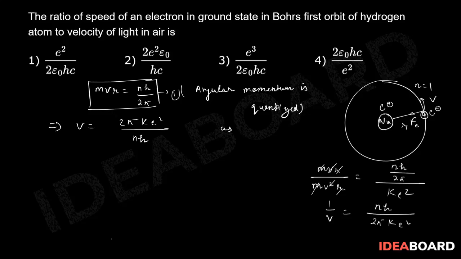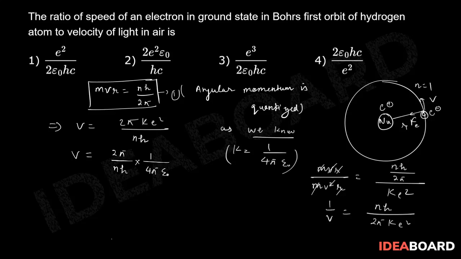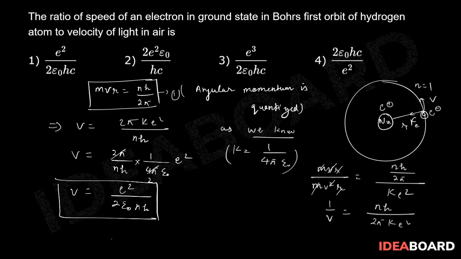As we know, the value of K is nothing else than 1 upon 4 pi epsilon naught. So I can substitute the value of K in our equation. So v is going to be 2 pi upon nh into K, which is 1 upon 4 pi epsilon naught, into e square. Perfect. So this 4 pi and 2 pi are cancelled out. So v is going to be e square divided by 2 epsilon naught nh. So finally we got the value of v.